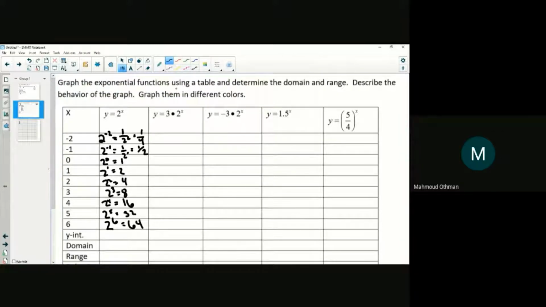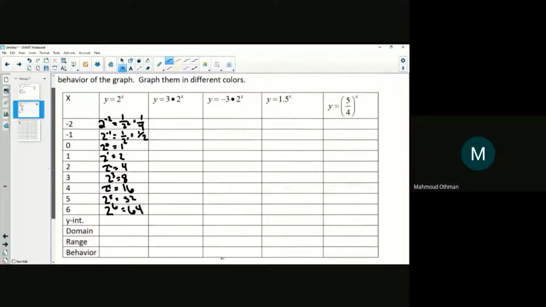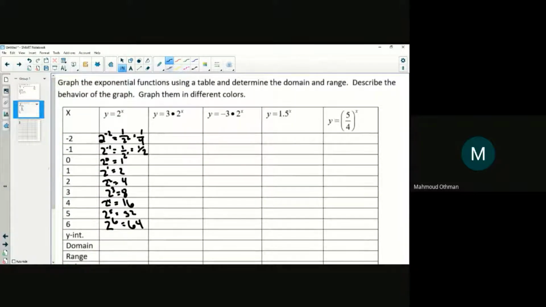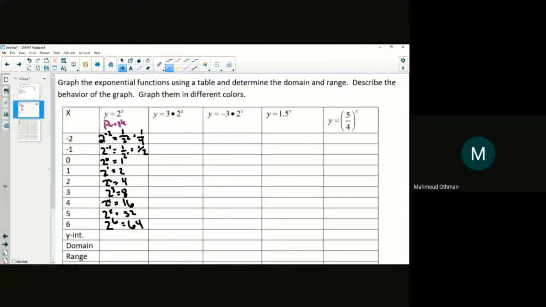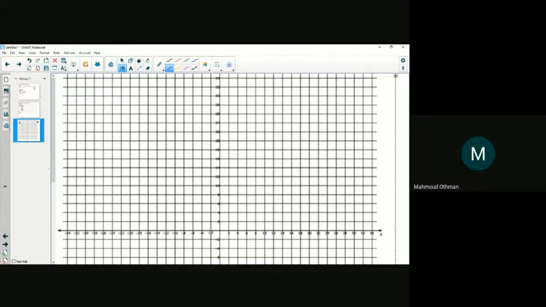So we need to graph the exponential function using the table, and then we're going to determine the domain and range, and we will describe the behavior of the graph. We're going to graph them using different colors. So now that I have my first one, I will start my graph using this color, the color purple. Okay, so going to graph here. So I started with x equals -2, and I was at 1/4.